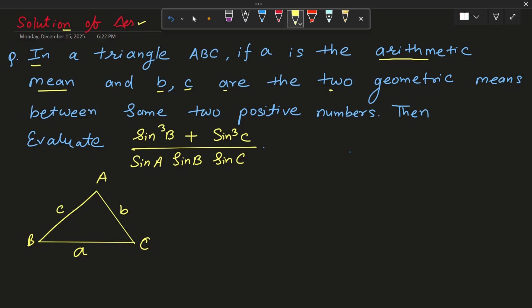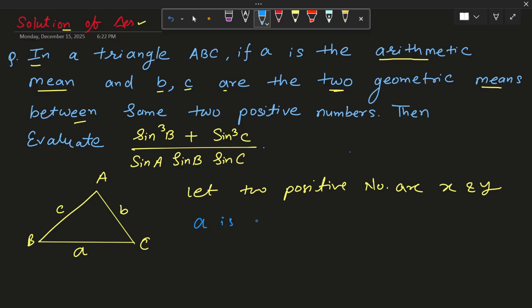Now, if A is the arithmetic mean, and B, C are the two geometric means between the same two positive numbers, we will say that let the two positive numbers be x and y. Now A is the arithmetic mean of x and y, given in the question. So I can say that A is equal to (x plus y) by 2.